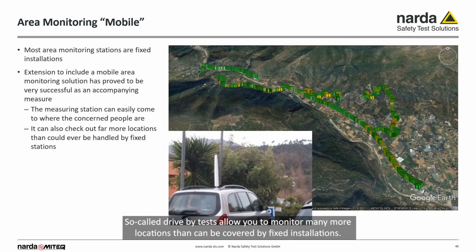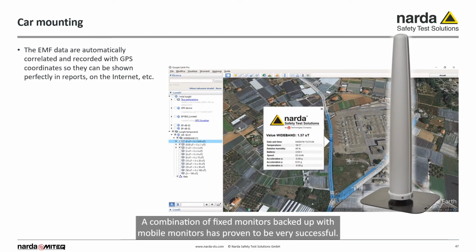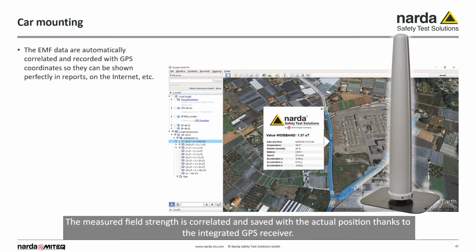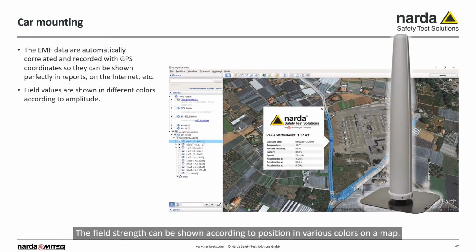So-called drive-by tests allow you to monitor many more locations than can be covered by fixed installation. A combination of fixed monitors backed up with mobile monitors has proven to be very successful. The measured field strength is correlated and saved with the actual position thanks to the integrated GPS receiver. This forms the basis for subsequent evaluations. The field strength can be shown according to position in various colors on the map.